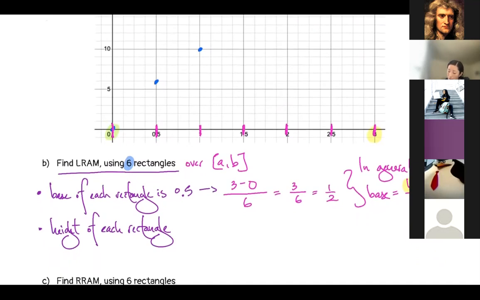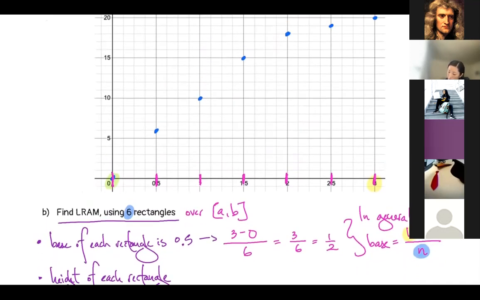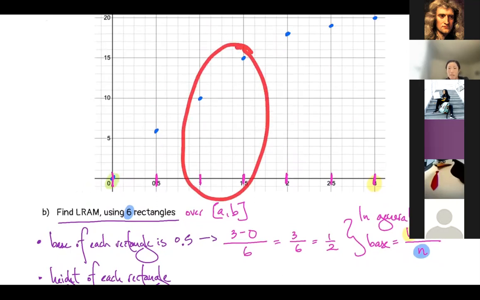Let's look at this imaginary rectangle right here. What is the left-hand x value there in this interval? What is the left-hand x value?